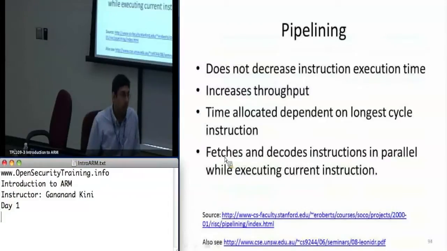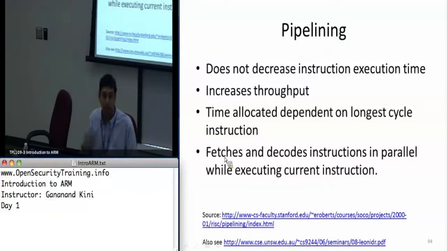So now I'll talk a little bit about pipelining. If you remember, we have three pieces to the instruction cycle. One was the fetch, where it fetches the instruction. The second one was decode, where it decodes the instruction and figures out what to do, and finally it executes it. The important thing to remember about pipelining is that it does not improve your instruction execution time. It just increases the throughput of your code. So more instructions can be executed in parallel as opposed to taking time to fetch and decode.